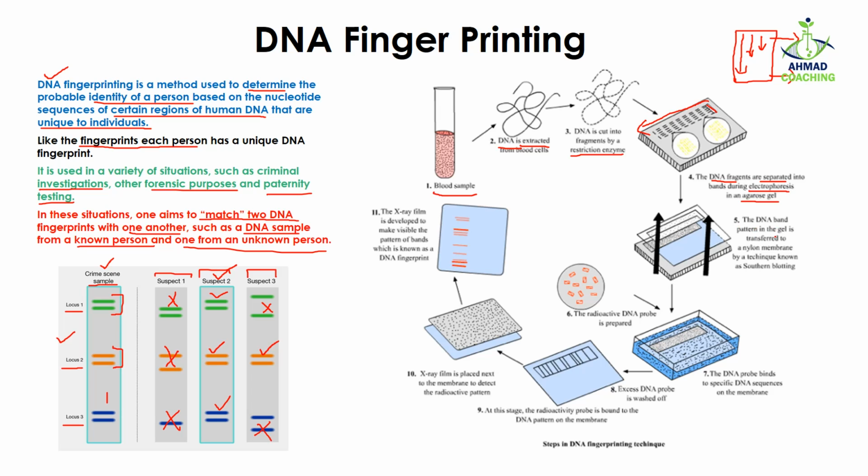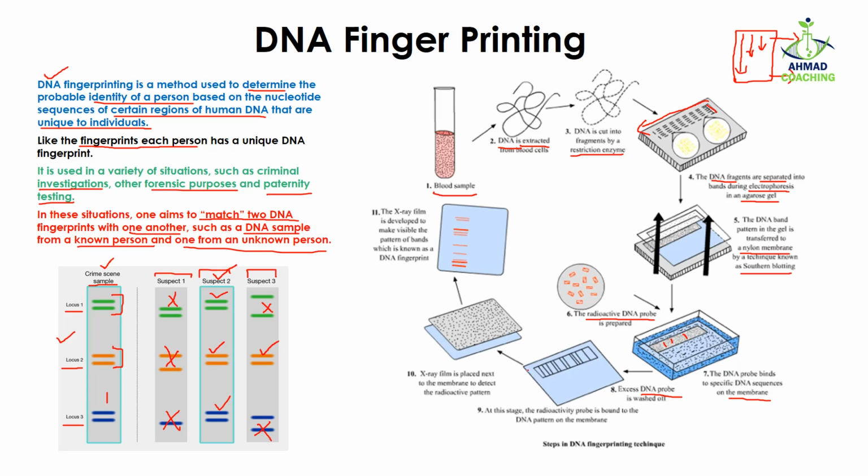After that, the DNA band pattern in the gel is transferred to a nylon membrane with the help of Southern blotting. We place a nylon membrane on the agarose gel and then transfer the bands from the agarose gel to the nylon membrane. After that, we add our radioactive DNA probe on the nylon membrane, and these DNA probes bind with the DNA sequences on the membrane. Then we remove the excess DNA probes by washing, and only the DNA probes which are bound with the DNA remain on the membrane.